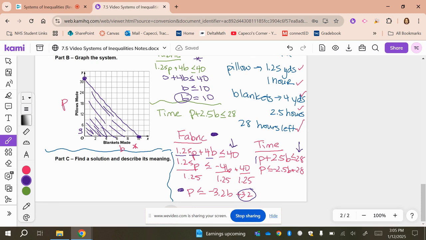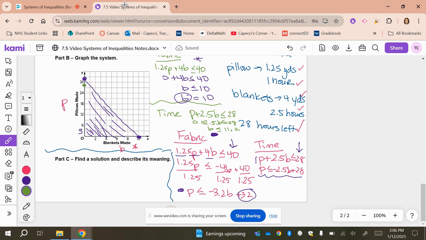Okay, I'm going to do the same thing with time. I put it in slope intercept here. Let's change colors. And I know that I have 28 as my y-intercept. So it's going to go right about here. Okay, same thing. If I want to find out what b is, I'm going to make p equal to 0. And then I have 2.5b less than or equal to 28. So in the end, if I divide both sides by 2.5, I know b is less than or equal to 11.2, or I know the b value is going to be 11.2. So I'm going to go just above it, 11.2.